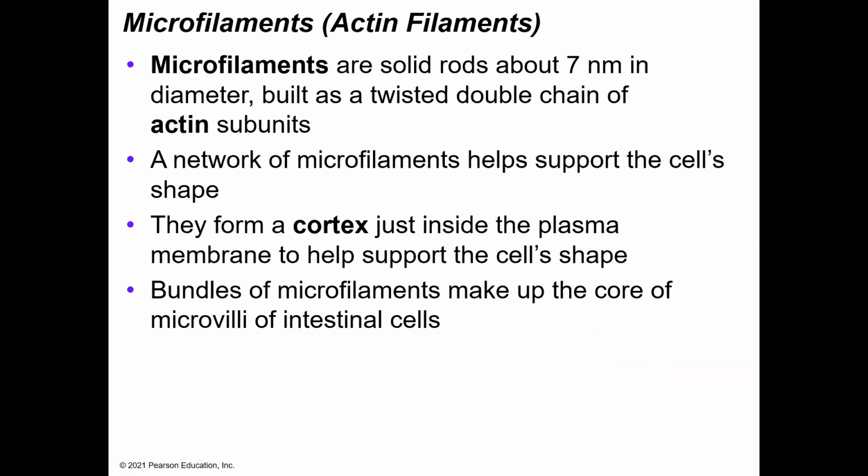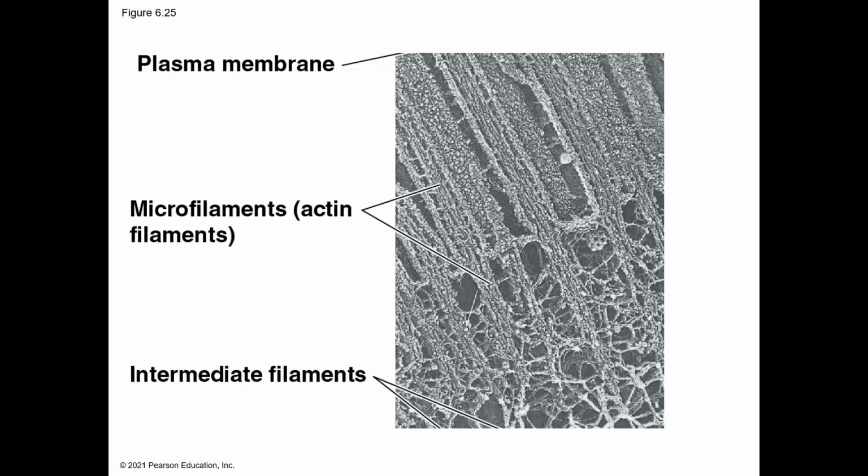Now, the next group of filaments we're going to talk about are the microfilaments, or commonly called the actin filaments. Microfilaments are solid rods that are about 7 nanometers in diameter, built as a twisted double chain of actin subunits. There is a network of microfilaments throughout the cell, and they help support the cell's shape. They form a cortex just inside the plasma membrane to help support the cell shape. Bundles of microfilaments make up the core of the microvilli of your intestinal cells.